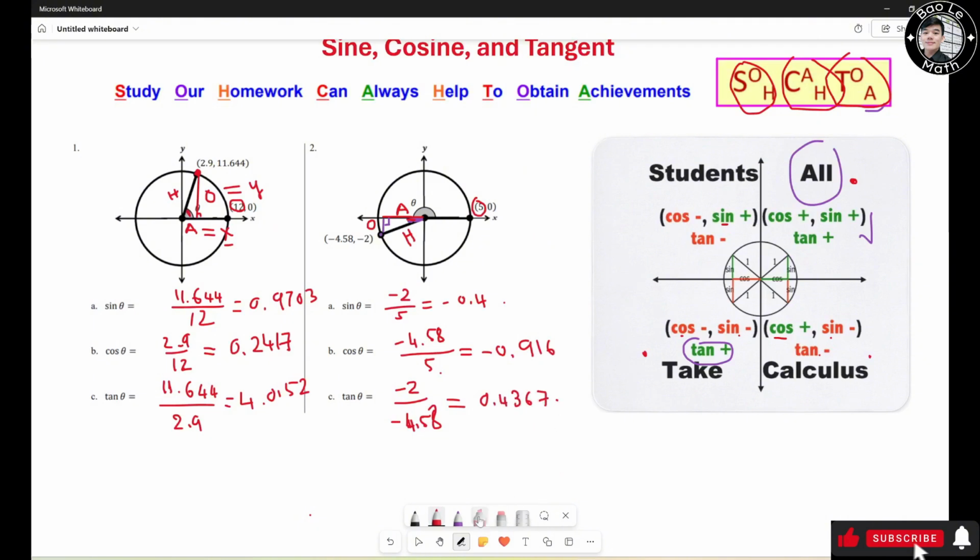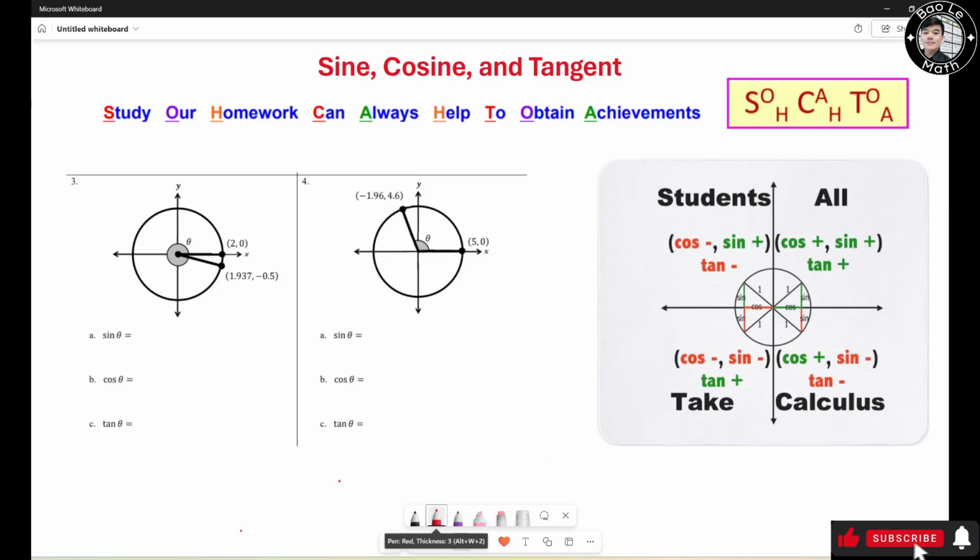0.4367. Alright, now we check our answer, right? Only tangent positive, good. Sine, cosine, negative, good, right? Now let's move on to the last example.